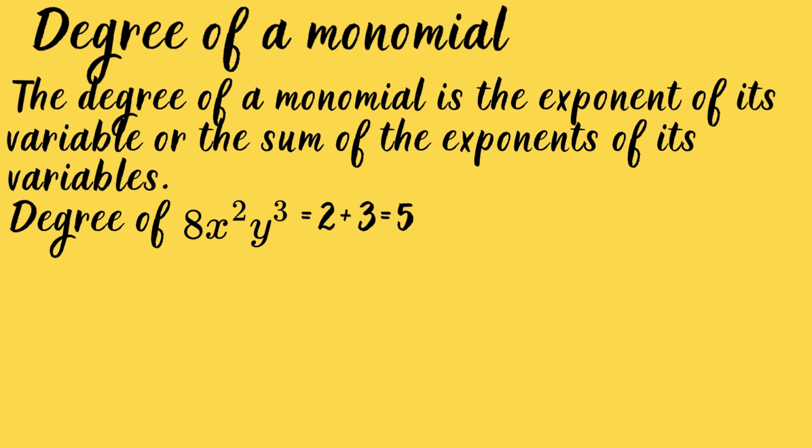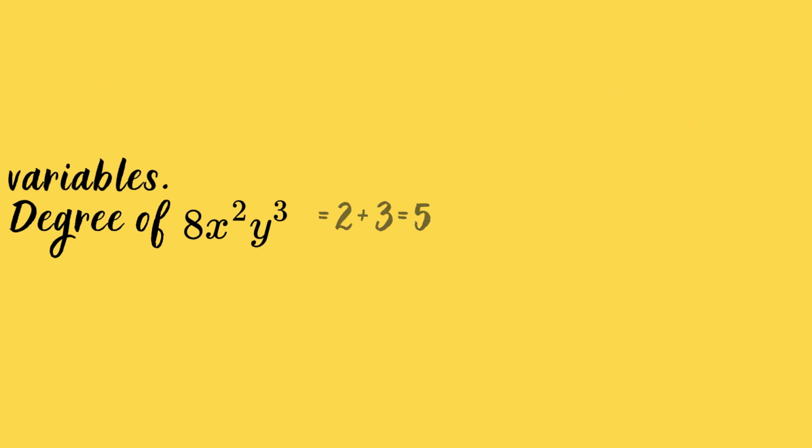Now, degree of a monomial. Degree of a monomial is the exponent of its variable or the sum of the exponents of its variables. So, for example, for 8x square y cube, we have to add the exponents of all of the variables that are given, that is of x square and y cube, that is 2 plus 3, which will give you 5. So, that is the degree of this monomial.